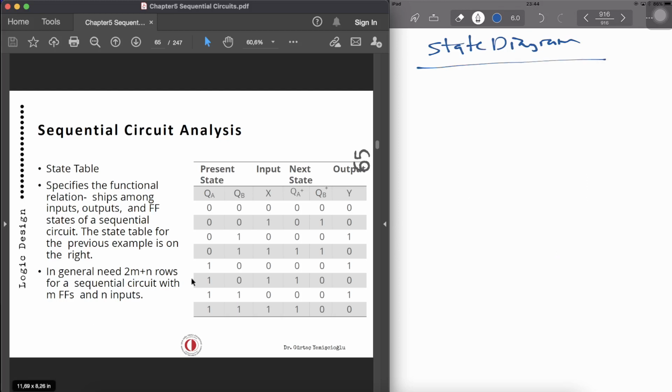Now, how many states do we have? For present state A, we have got 0 0, 0 1, 1 0, 1 1. So two flip-flops can be in 4 possible states. So let's write them down. In the state diagram, we use 0 0, 0 1, 1 0, 1 1, and they are normally written inside of the bubble. These are representing the states.